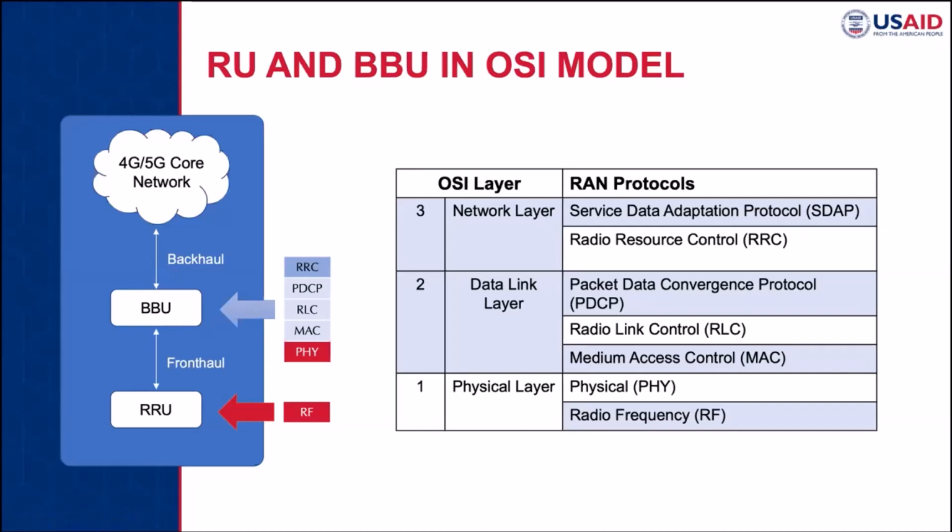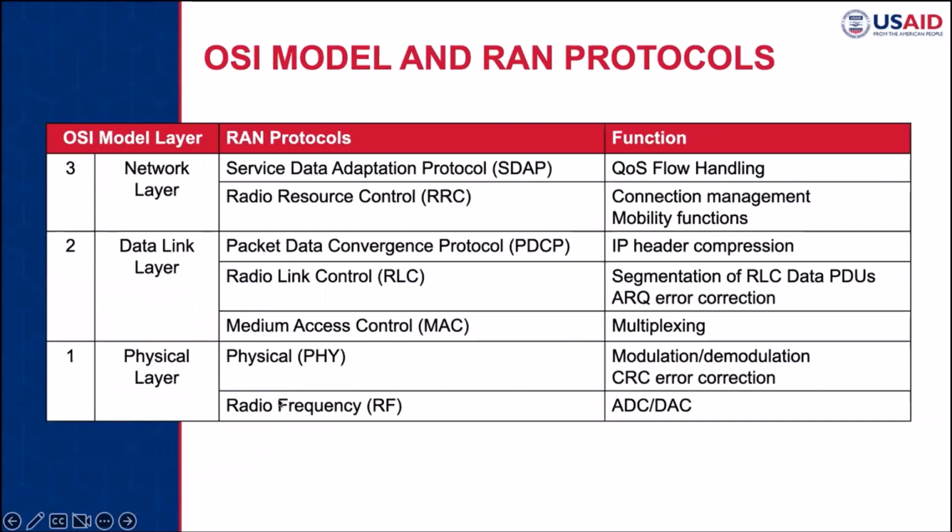It's understandable that at first all these protocols are new, so it's okay if they are not immediately understood or memorized. But these are the different protocols that lie on the OSI model of our radio access network. The SDAP is for handling the quality of service. RRC is for connection management and mobility functions. PDCP is for IP header compression. RLC is for segmentation of the PDUs and automatic retransmission request, error correction. Medium access control is for multiplexing.